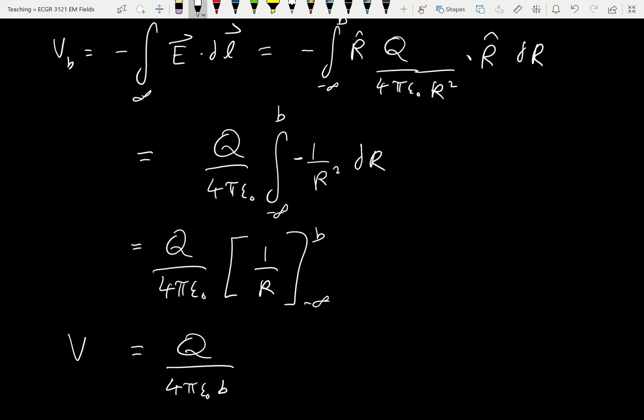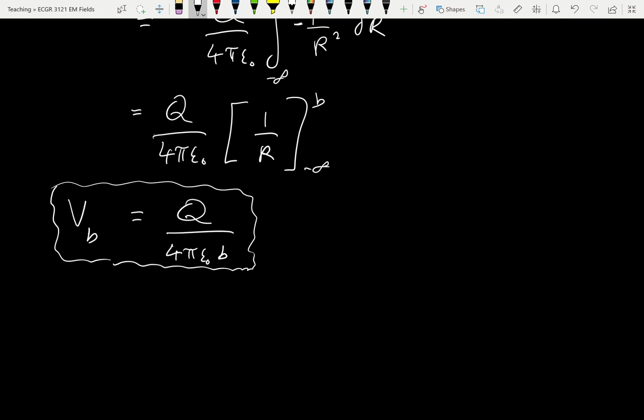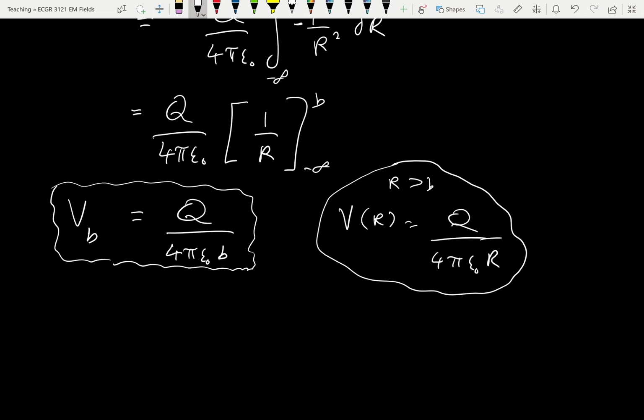We got this result right before when we talked about potential energy. And it looks like a potential energy for a point charge, really. Okay. So this is the potential energy at the surface, right? In general, the potential energy at R, where R is larger than B, is going to be Q over 4 pi epsilon naught R. We calculated this result in a previous lecture.